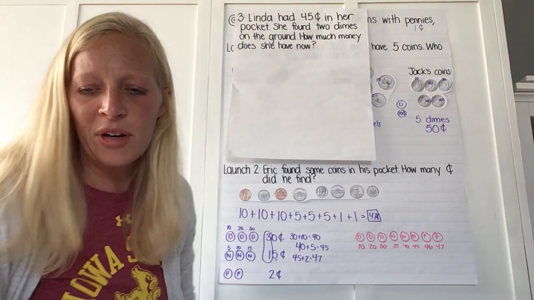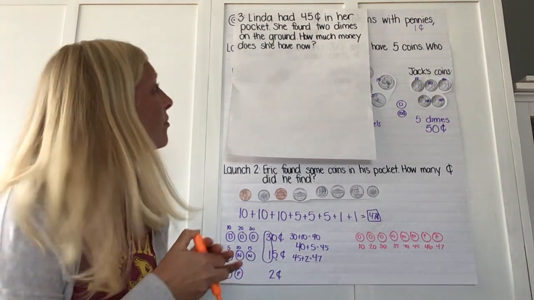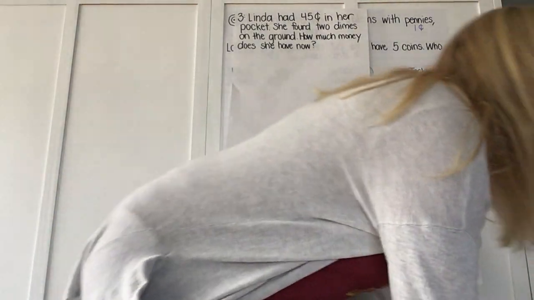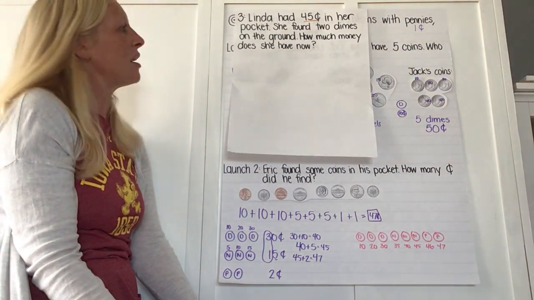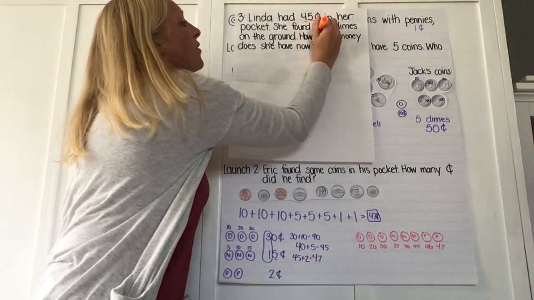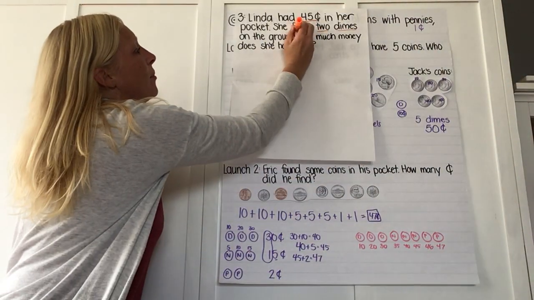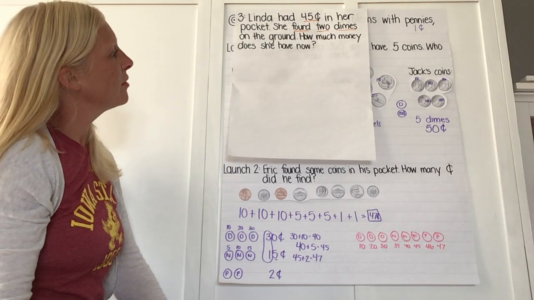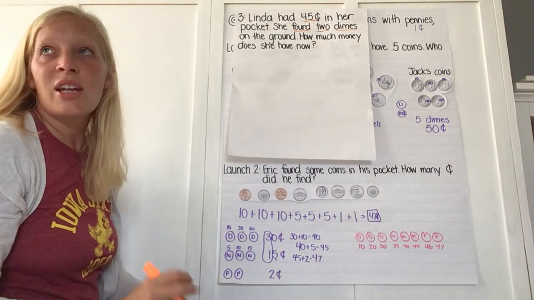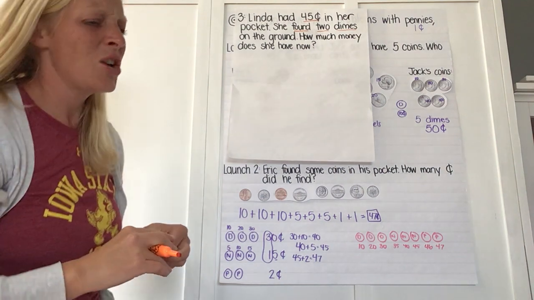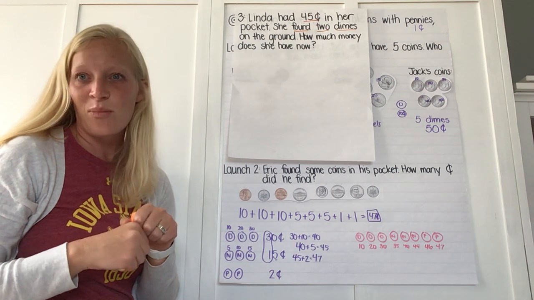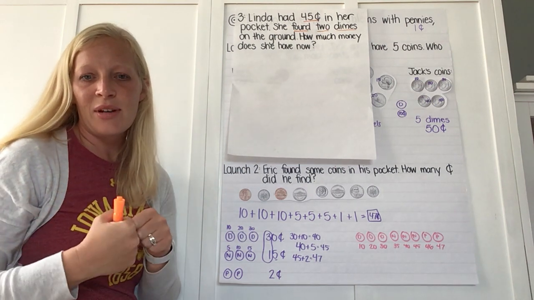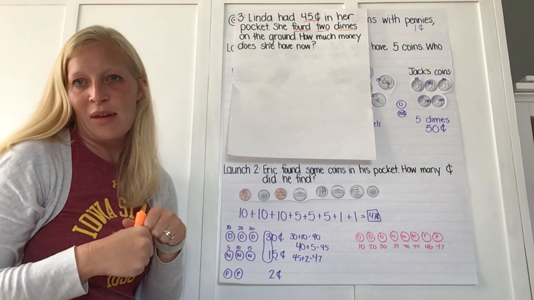Ooh, what do we already know, my friends? I love finding out what we already know. We already know she had 45 cents in her pocket. What else do we already know? She found 2 dimes. And what are we trying to find out? How much money does she have now? Okay, what equation would you write to match this work? I want you to write it on your paper, write on your board, and show it to somebody either at home or hold it up to me.